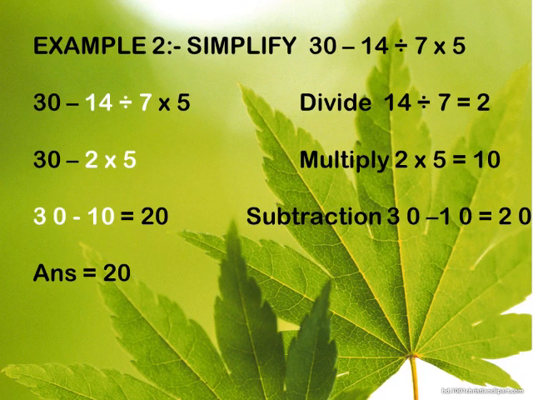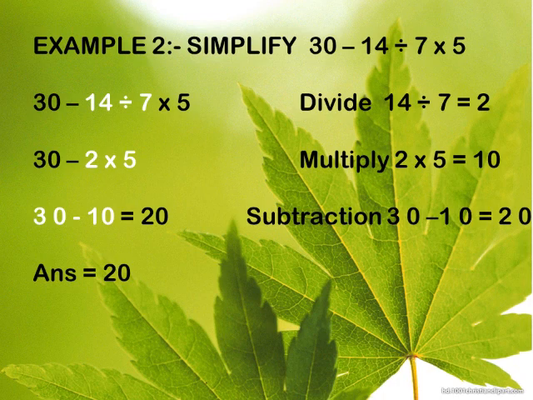Let us see another example. Simplify 30 minus 14 divided by 7 into 5. I repeat, simplify 30 minus 14 divided by 7 into 5. So what is the rule you are going to use here? DMAS rule. So DMAS rule is nothing but first you will do division, then multiplication, then addition, and then subtraction. Okay, now what will you do first? Division. 14 divided by 7. So this is the first operation you are going to do.